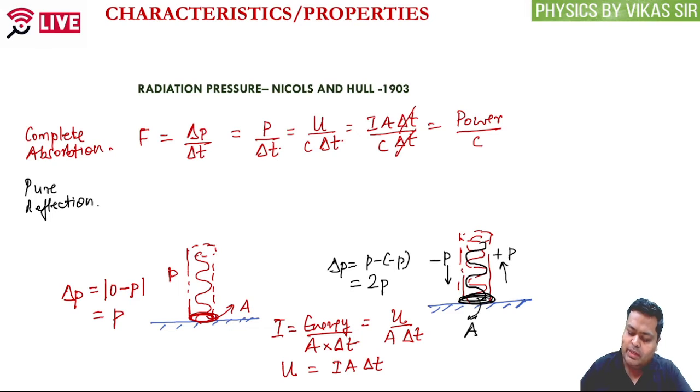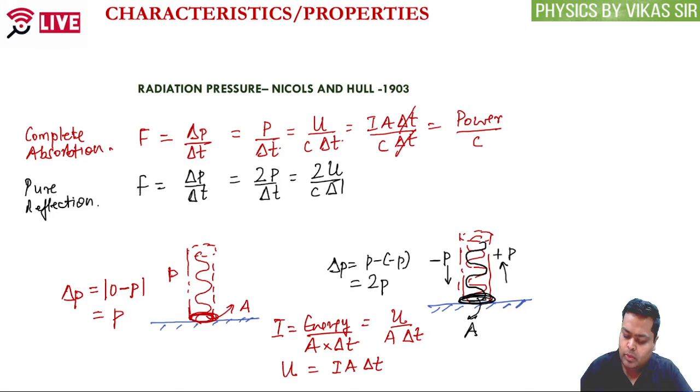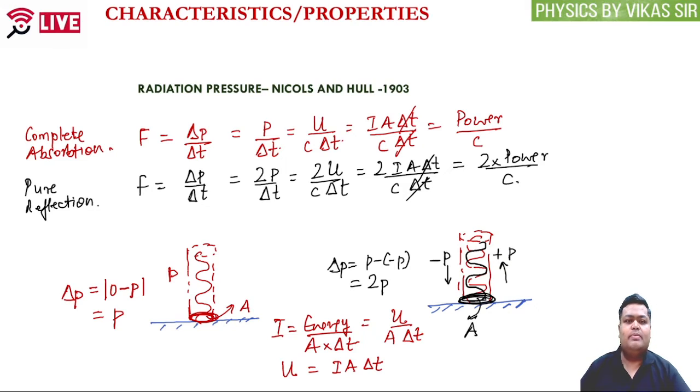So now if I'm going to rewrite the expression for the force over here, which is again as the rate of change of momentum, but this time the change in momentum becomes twice of p. और p को मैंने कैसे लिखना है, equal to U upon C, और U को मैंने कैसे लिखना है, that is I into A into delta t upon C delta t. So delta t is cancelled, and I into A को कैसे लिखना है, power. So I am getting a change in the expression which is twice of the previous expression.